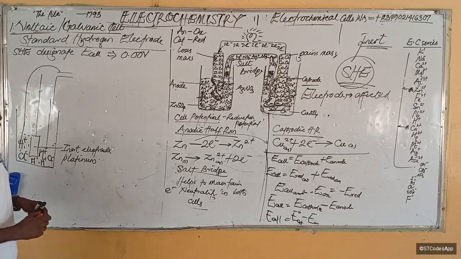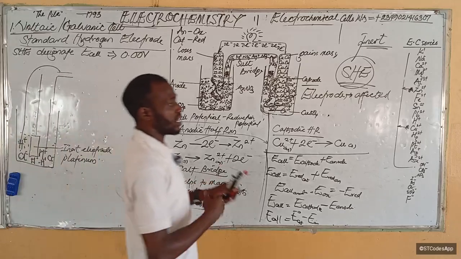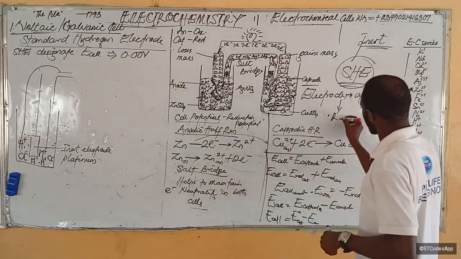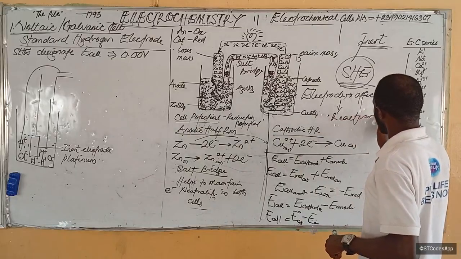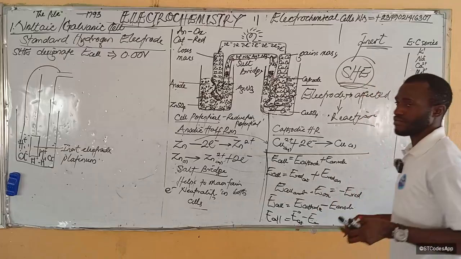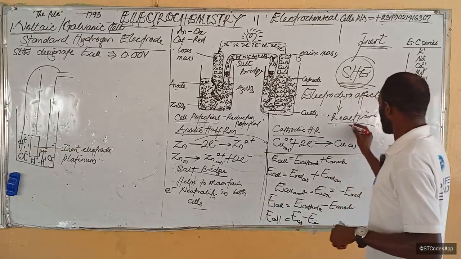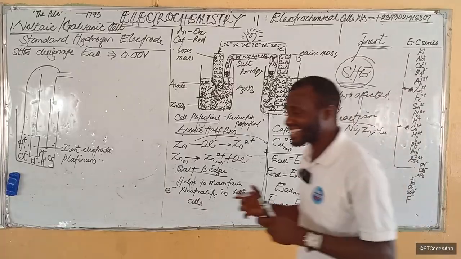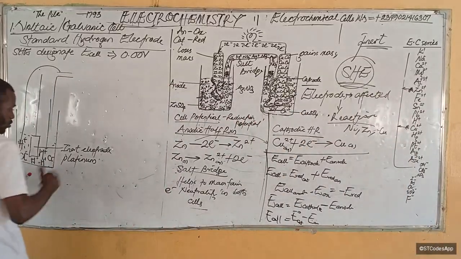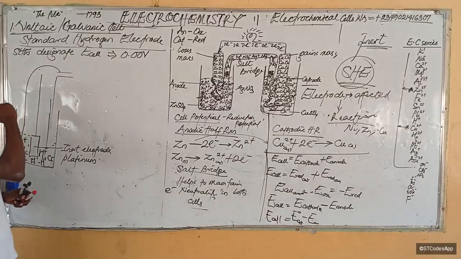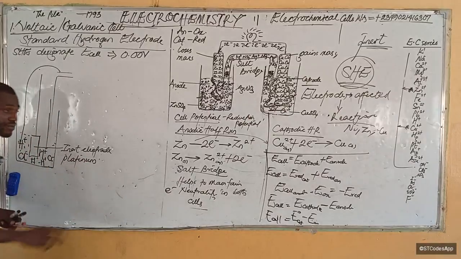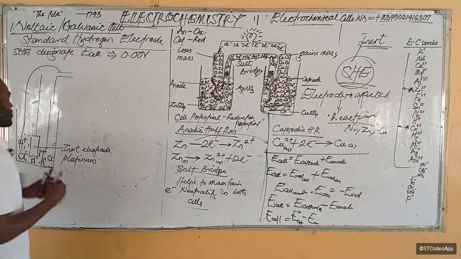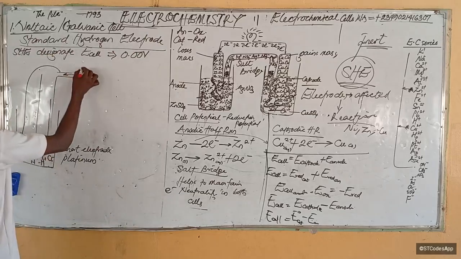Some electrodes are not inert, they are reactive electrodes, which means they are affected. Examples of reactive electrodes are nickel, copper and zinc, the ones we just used. Inert electrodes include platinum, and I think manganese also. But the one we use for the hydrogen electrode is platinum, because it doesn't get affected.